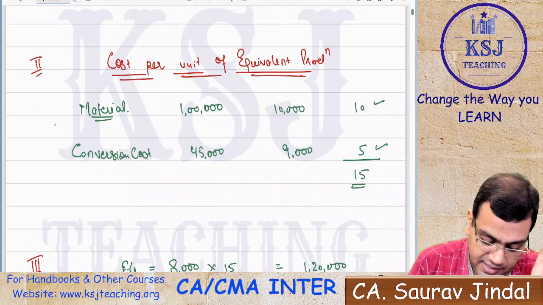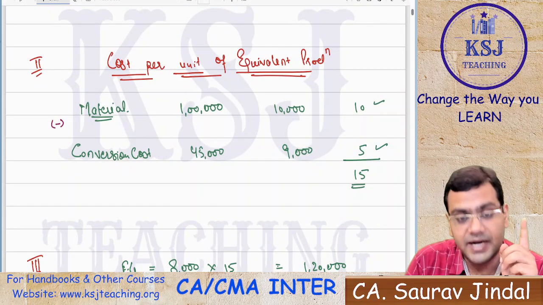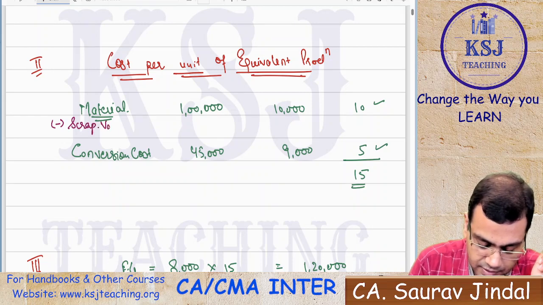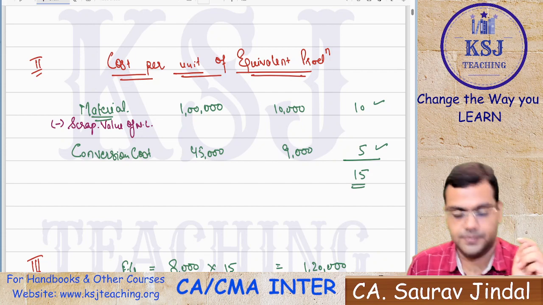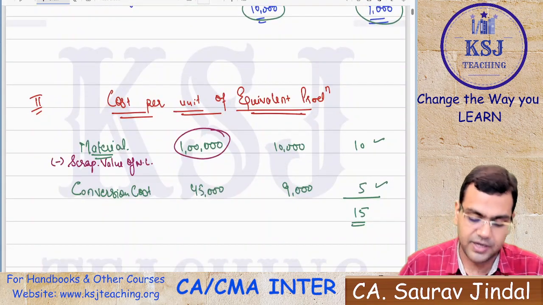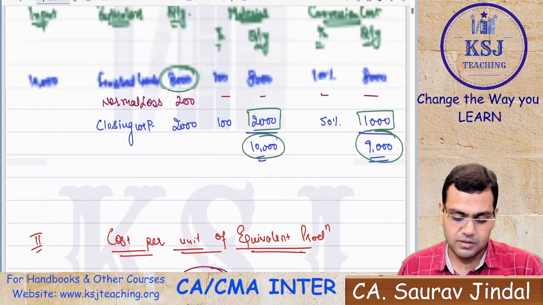Clear? Sir, if there is a scrap value from the normal loss, what will happen? Sir, minus here, that will reduce your material cost, minus the scrap value of normal loss. Right? This cost will be reduced in that case. Clear?